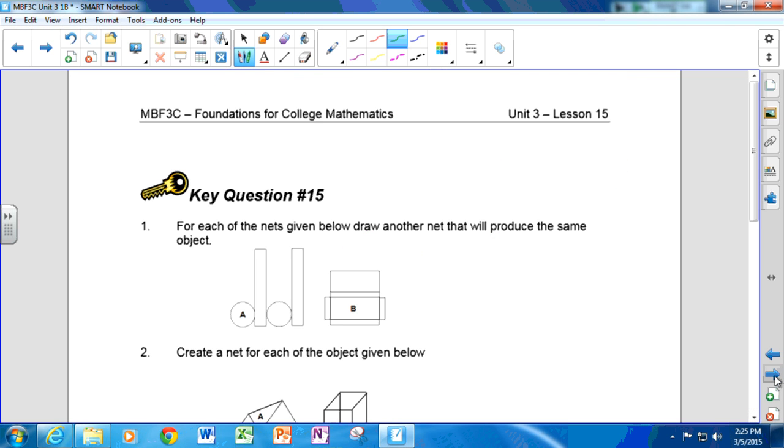All right, and then we jump right into the key questions here. I just want to point out that there are some problematic parts of this. For each of the nets given below, draw another net that will produce the same object. Well, that's fine. The problem with this first one, A, is that this part here is superfluous. That part really is wrong. I don't know how that ended up on there.